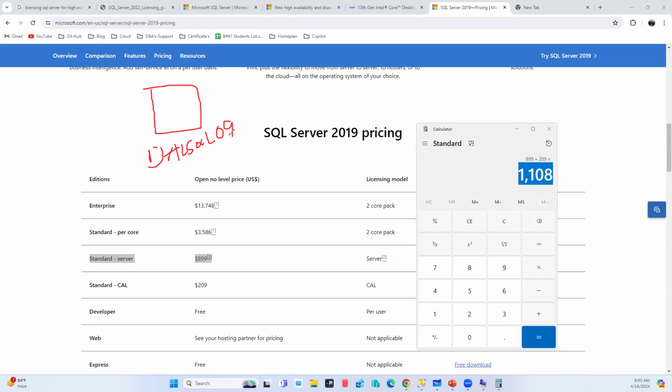Subbu was asking about the difference between the connection and the client. Yes, sir, I will explain. One second.